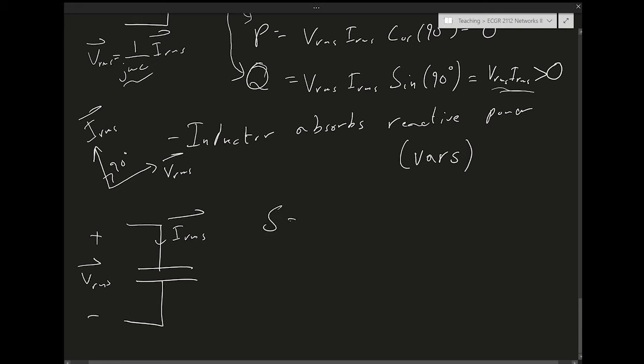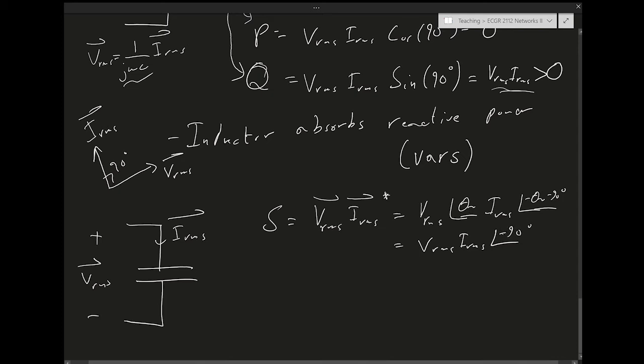Okay, so we can write S for this. S is going to be VRMS IRMS conjugate, VRMS, let's say theta V, and then we say IRMS theta I. But we know that the current is leading, right? So the angle of the current is going to be theta V plus 90 degrees. Oh, I made a mistake here. So this is minus theta I because it's complex conjugate, right? So I put in, instead of minus theta I, theta V plus 90 degrees, right? So it's going to be minus theta V minus 90 degrees. So I end up with S being VRMS IRMS theta V minus theta V and then minus 90 degrees. Now we have minus 90 degrees.